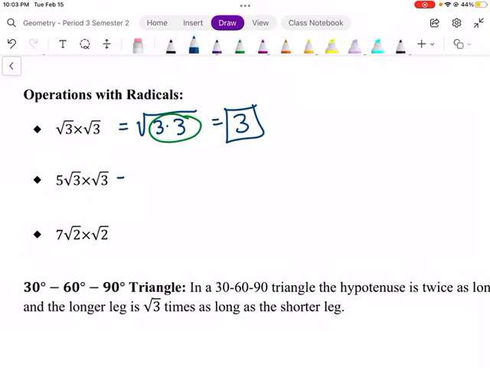Same thing happens in example 2. We have 5 times the square root of 3 times the square root of 3. So we'll end up with 5 times the square root of 3 times 3. We have our group of 2, so this is going to change to just 5 times 3, and that will be 15.